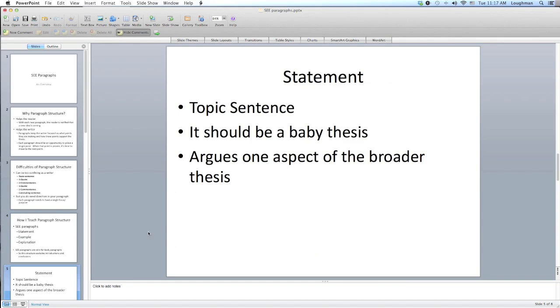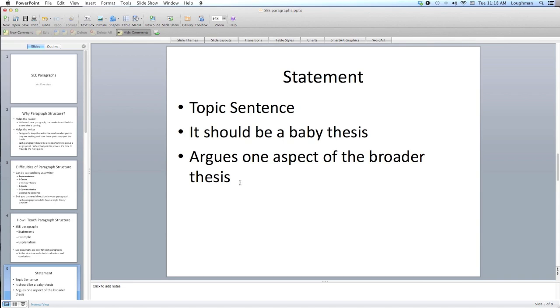The statement is just another word for topic sentence. It's a baby thesis. Where your thesis is an argument, you're trying to prove something in your essay. In a topic sentence, you're trying to prove one aspect of that larger argument. So it should be argumentative. It should be your opinion. And that's something that's very key.